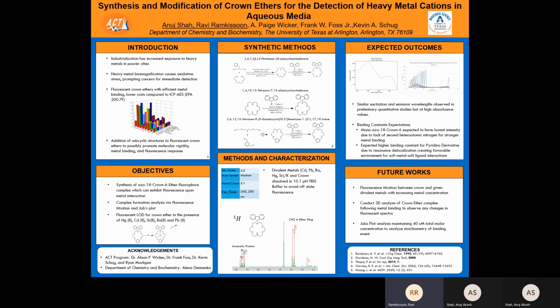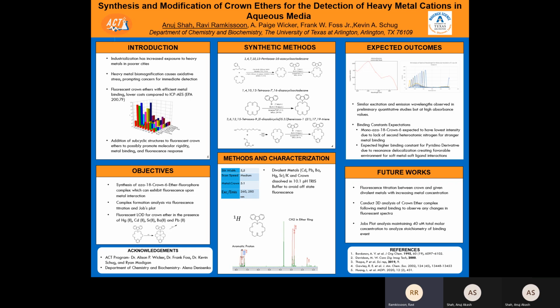And so after this, we were able to do our fluorescent metal analysis. And so for this, we dissolved the divalent metals in a basic Tris buffer solution, and we dissolved our crown ether in a basic Tris and acetonitrile solution. And then we combined them and then sonicated them, and then we eventually recorded the fluorescence response.